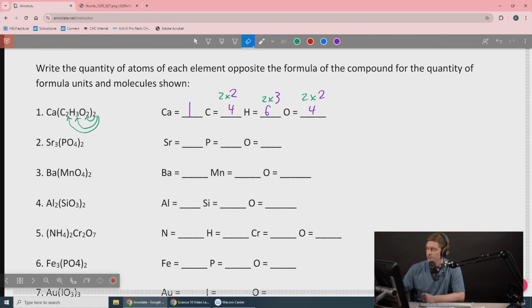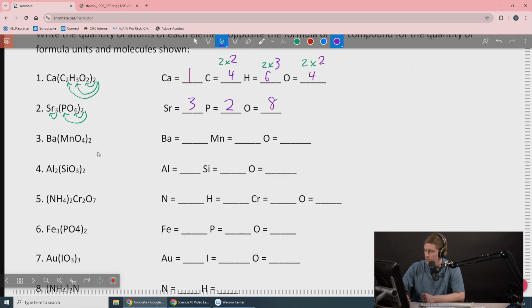Same for this one for strontium phosphate. This 3 only applies to the strontium, but this 2 applies to both the oxygen and the phosphorus inside the brackets. So we are going to have 3 strontium, 2 phosphorus, and 8 oxygen. So pay attention to whether or not there are brackets there.